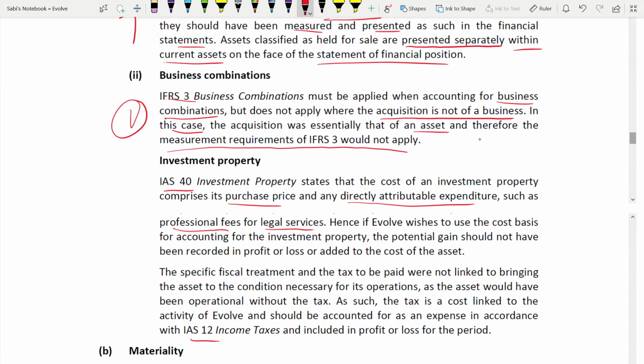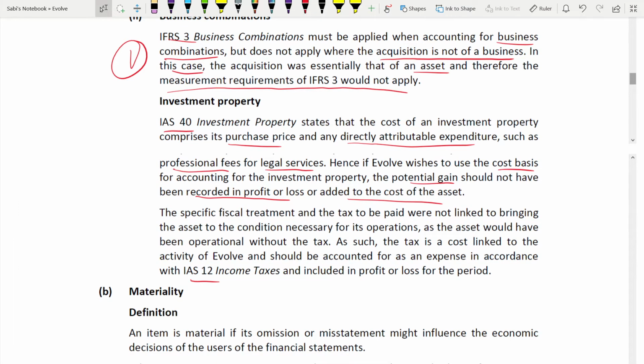If Evolve wants to use the cost base for accounting, the gain should not have been recorded in profit and loss or added to the cost of the asset. Understood? You cannot take the gain and recognize it in profit and loss or add it to the cost of the asset, if you are using the cost basis.